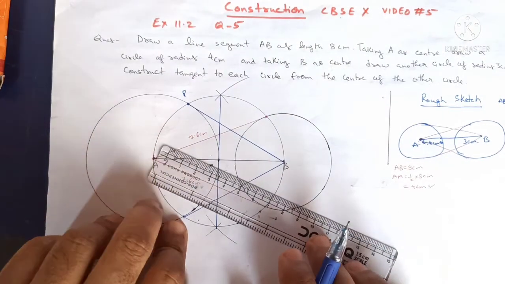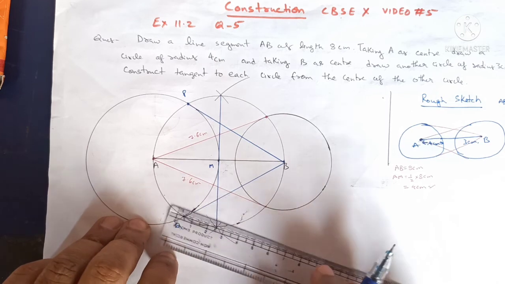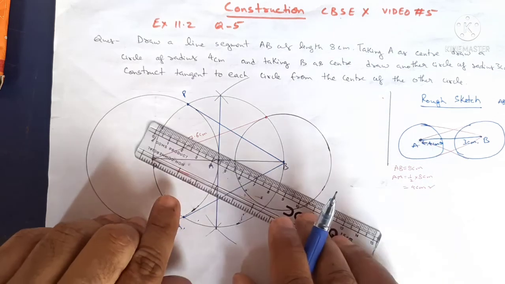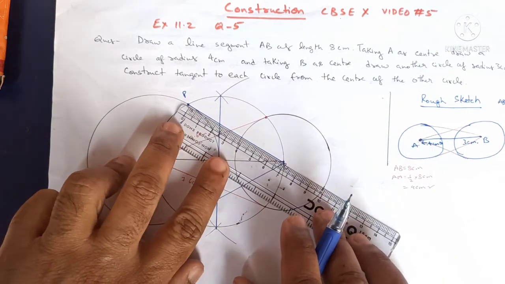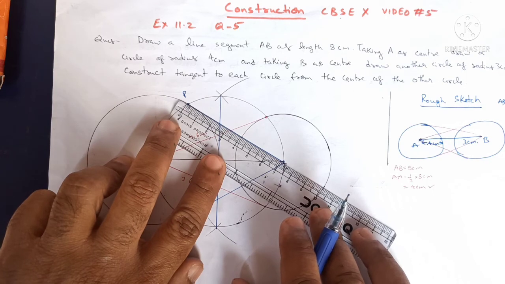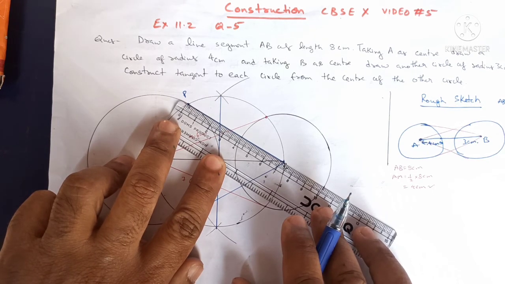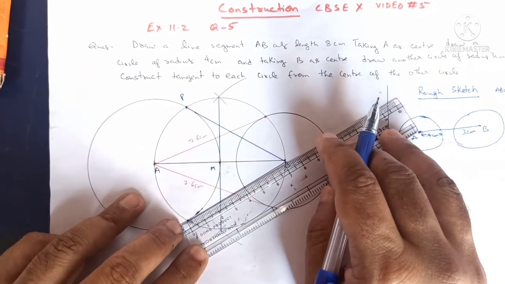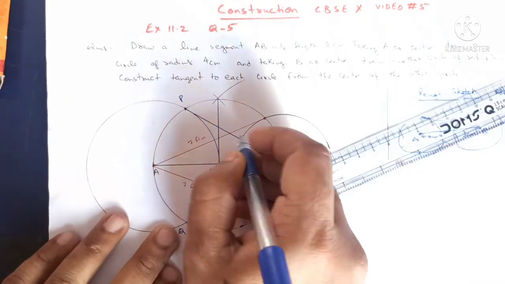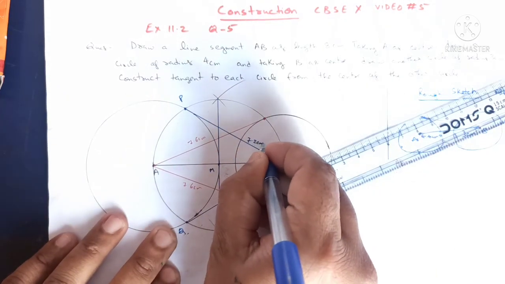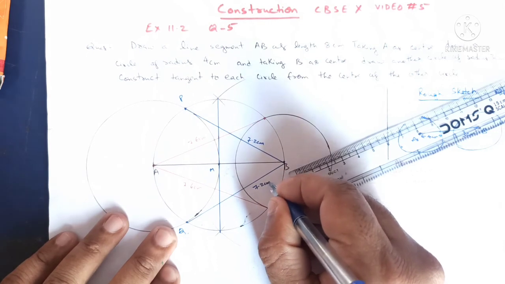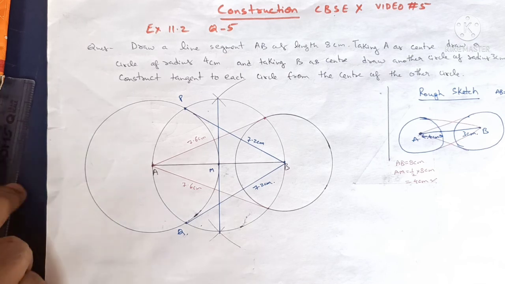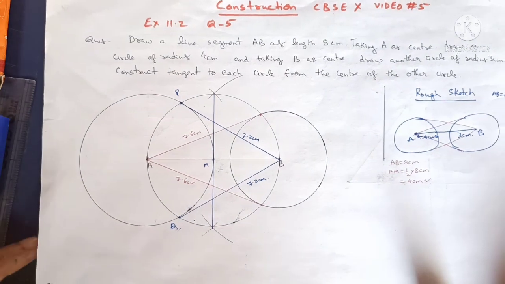Similarly, if we measure the tangents BP and BQ, which are drawn from center B of the smaller circle on the bigger circle, they should also be of equal measure. It is coming 7.2, and this must also be 7.2. Yes, it is indeed. So we have verified that our construction is absolutely correct. Okay, hope you have understood the question. Thank you everyone.